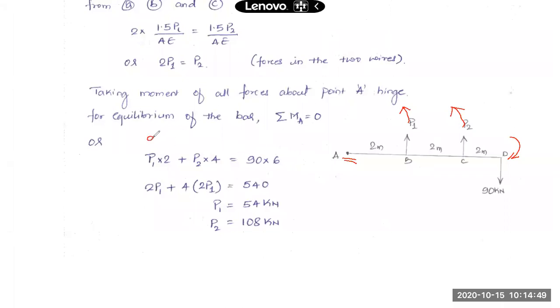So if you do that, this is what you will get: 90 into 6 minus P1 into 2 minus P2 into 4 should come out to 0. On rearranging, you get this equation. This will tell you what is the force in wire BE and wire CF. So what we'll get is, P1 is 54 kilonewton, P2 is 108 kilonewton. Just do this calculation, check it from your side, see whether you'll get the same relations.